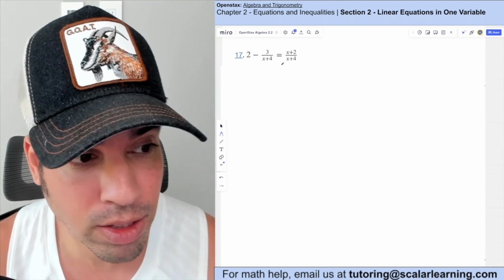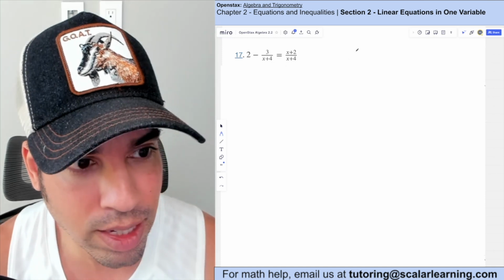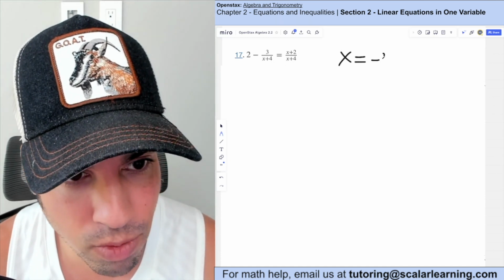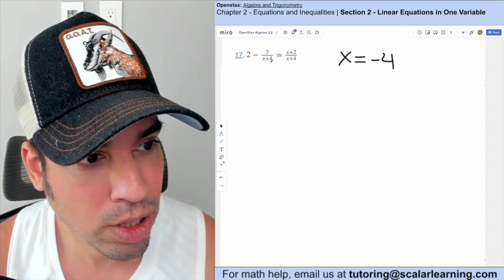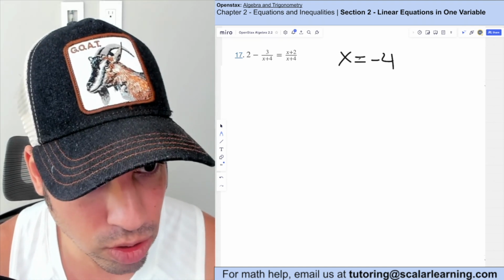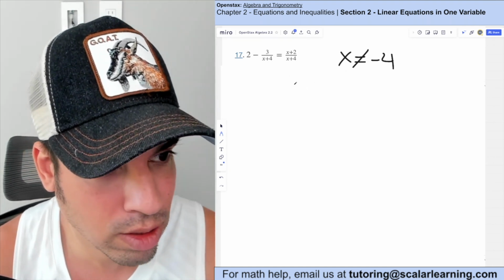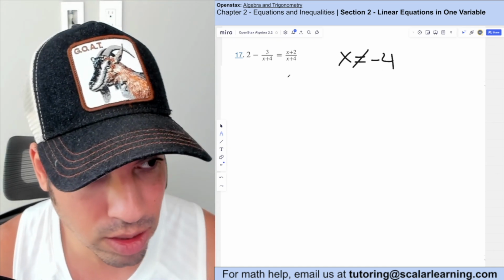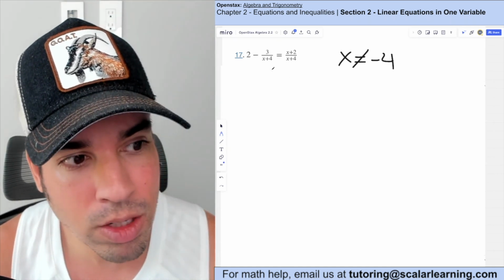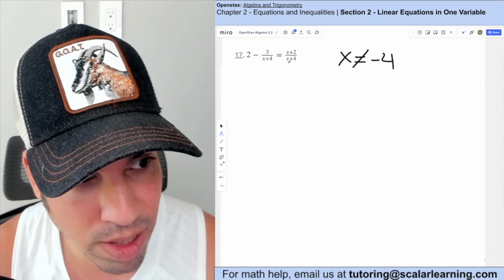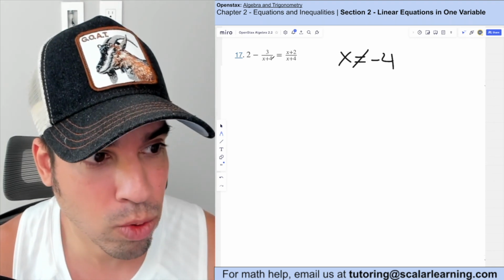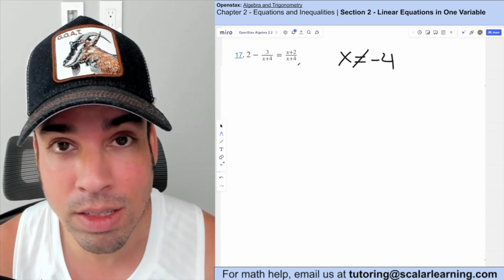For this equation, we're going to start by stating our excluded values. That's going to be any value that's going to send the denominator to 0, and that's going to be negative 4, right? Because negative 4 plus 4 is 0. Dividing by 0 is a no-no, so x cannot equal negative 4. Now let's go ahead and solve this equation. So what I'm going to do is multiply everything by x plus 4. That's going to, again, get rid of the fractions and make this a lot easier.